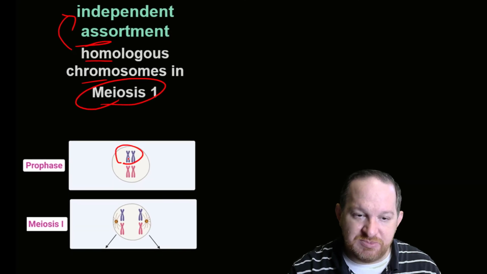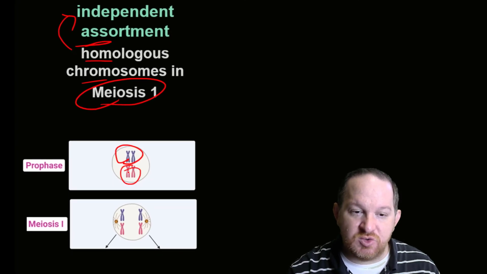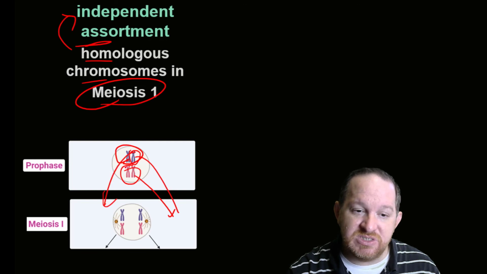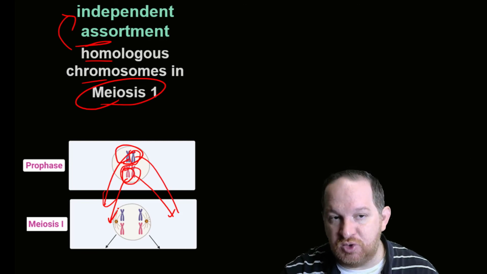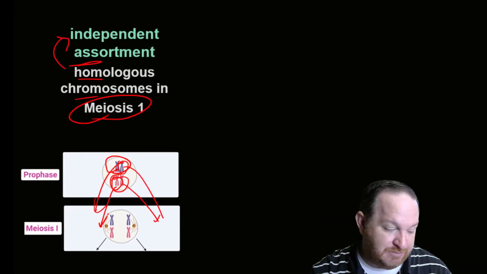So here's your homologous pair, right? Here's another homologous pair. These assort independently. So you might get this one coming over here and this one coming over here this time, but the next time you get meiosis, those may have arranged themselves differently, and this one would actually go into the different gamete with that one. So these chromosomes assort themselves independently.